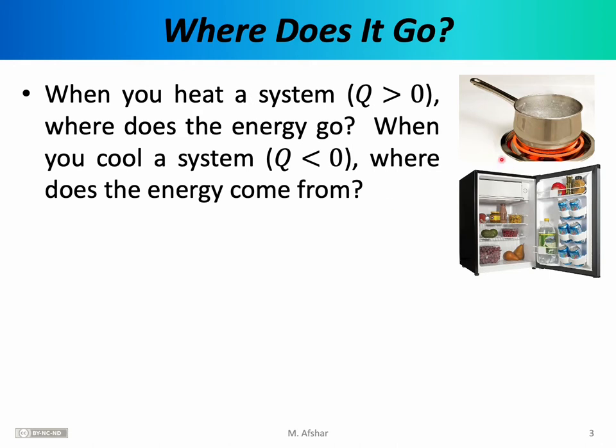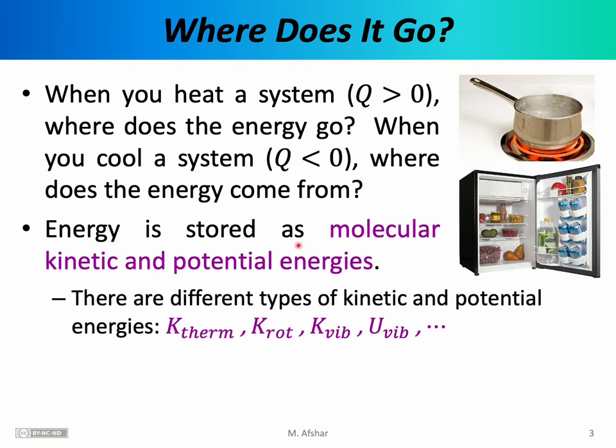So when you put a pot of water on the stove, for example, and heat it, thereby adding internal energy to the water, where exactly on a microscopic level does that energy go? And if you put that water in the refrigerator and cool it, thereby taking energy out of the water, where does that energy come from? Quite generally, energy is stored as molecular kinetic and potential energies. So we're talking about the same types of energy that we talked about back in our mechanics course. However, we're now talking about the energies of individual atoms or molecules stored on a very microscopic level.